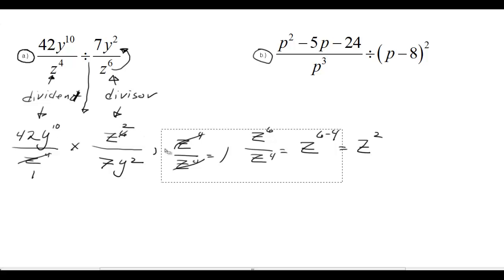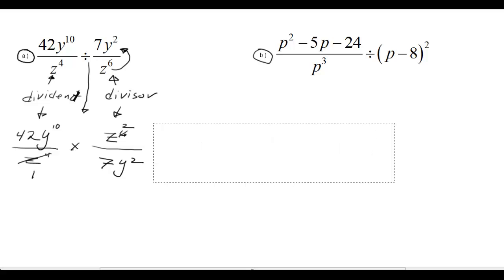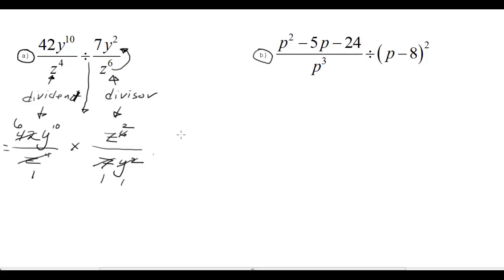All right, let me just clean this mess up a little, because I need the space. Okay. And let's continue on. I can factor out the 7. 7 goes into 7 once. 7 goes into 42 6 times. And I've got y squared. Y squared divided by y squared is effectively 1. And now I've got y to the 10th divided by y squared. That's going to be 10 minus 2, which is 8.